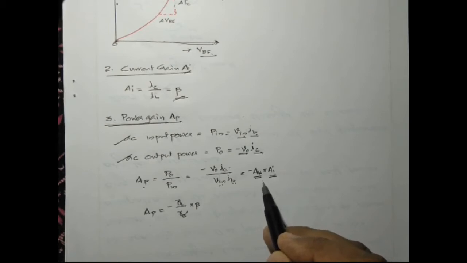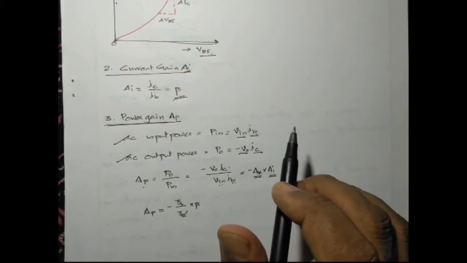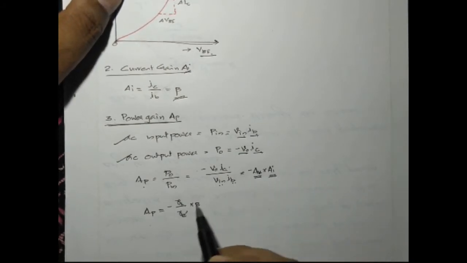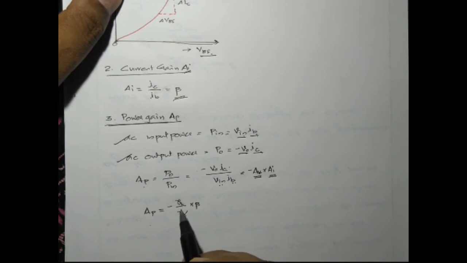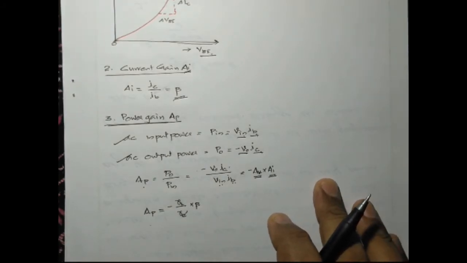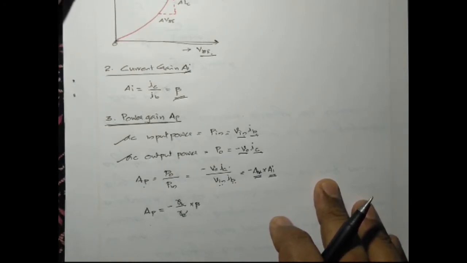The minus sign refers to the fact that the output signal is reversed in phase, the phase reversal of the output signal. Or we can write it as AV into AI, or minus RL by RE prime into beta. So this is the power gain of a class A amplifier. Now we shall see the efficiency of a class A amplifier.